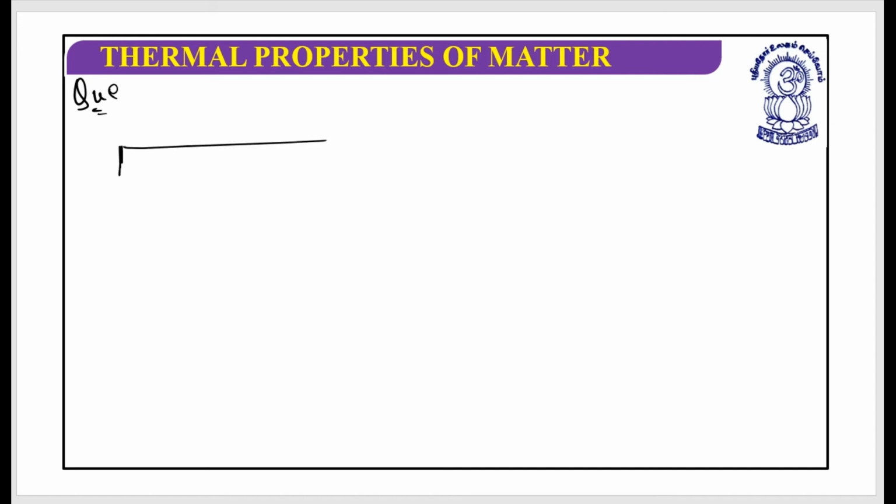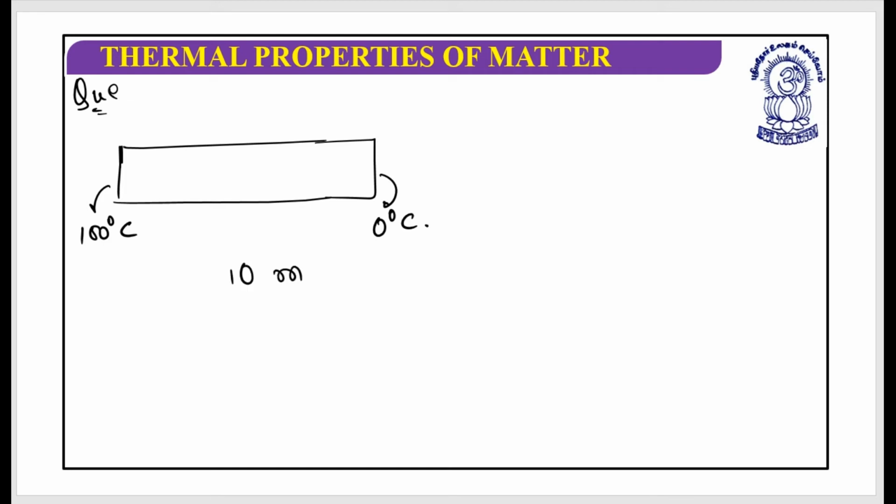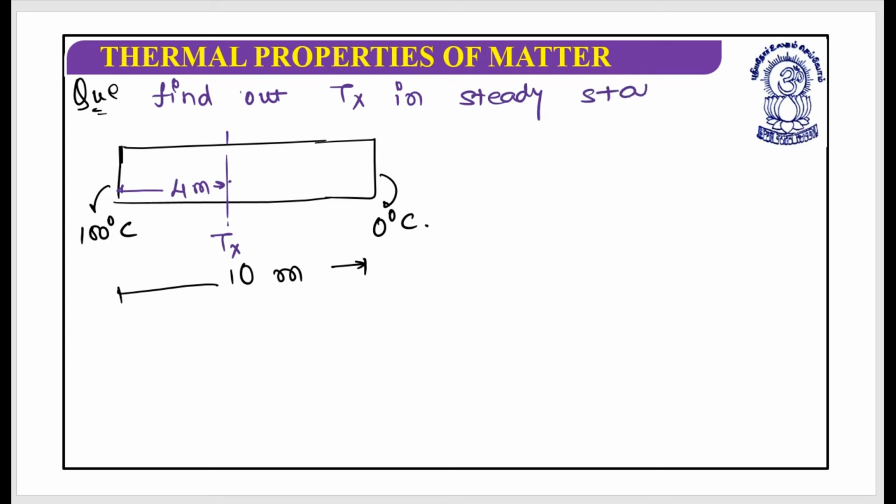Let's suppose the situation is something like this, that this is one of the rods, and this end is at 100 degrees Celsius and this end is at 0 degrees Celsius. This length is 10 meter. So they ask me that this is the Tx and this is 4 meter from this side. So they want that find out Tx in steady state situation.